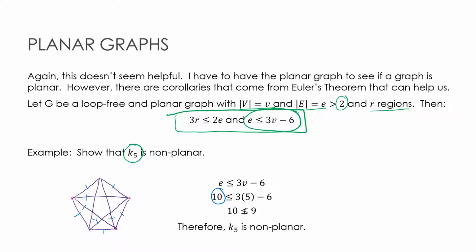What is the number of vertices? Well, it's a K5, so I don't have to do any silly counting. There's 5 of them. 3 times 5 is 15. 15 minus 6 is 9. That does not hold true, therefore K5 is non-planar.